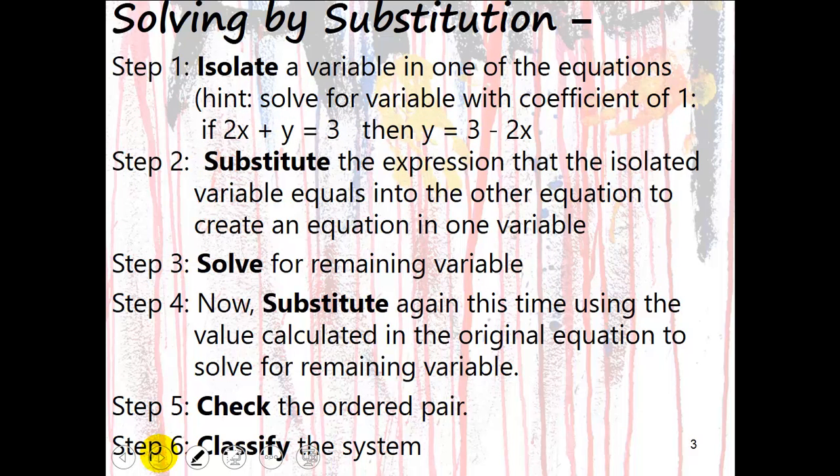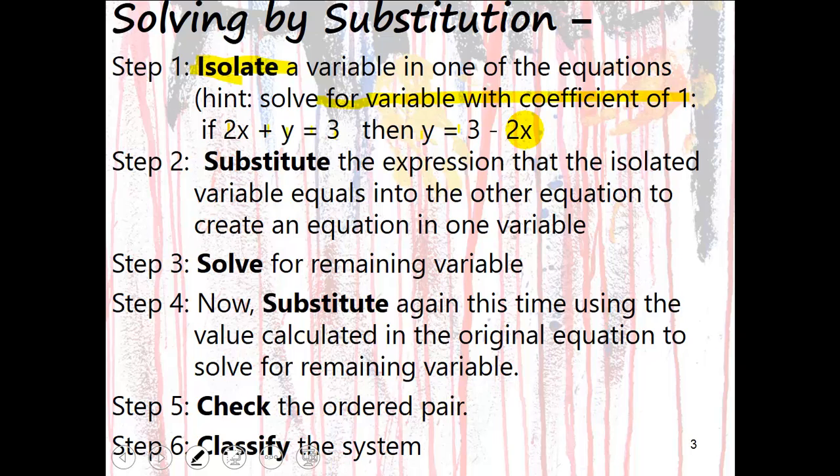The first thing that you want to do is isolate a variable. It doesn't matter which one. Sometimes it's easier if you isolate a variable that has a coefficient of 1. All right, so in this example, 2x plus y equals 3. I'm going to isolate y because it has a coefficient of 1. y equals 3 minus 2x. And I could also write it as negative 2x plus 3. That would be fine too.